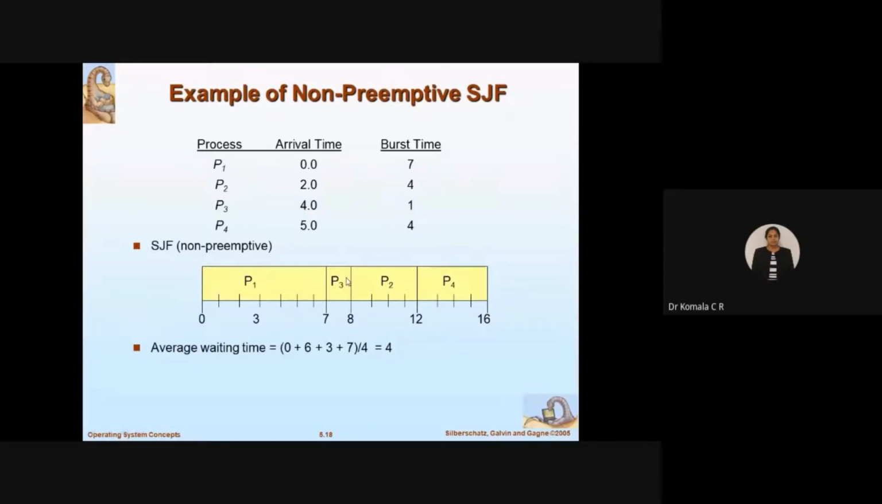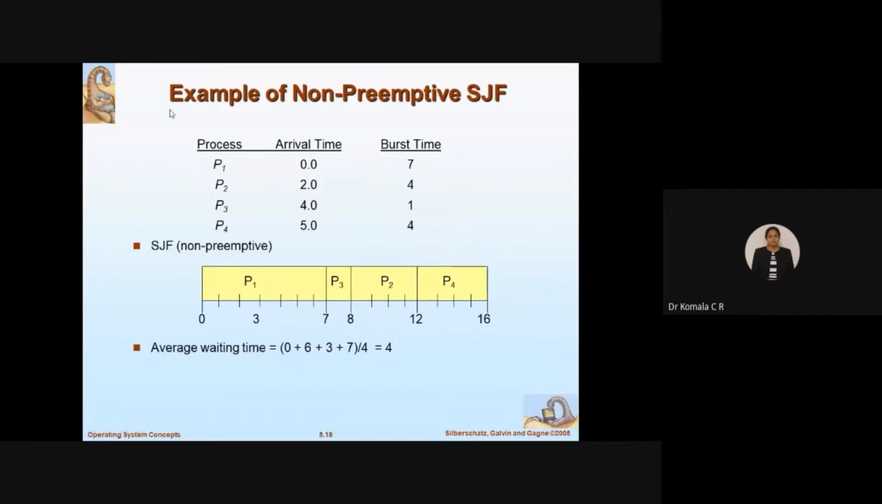No other job has arrived in between, because no values like 0.5 or 0.75 are given. So here there is no question of preempting P3. You are done with P3 now. Because P2 has arrived first, I continue with P2 rather than P4.